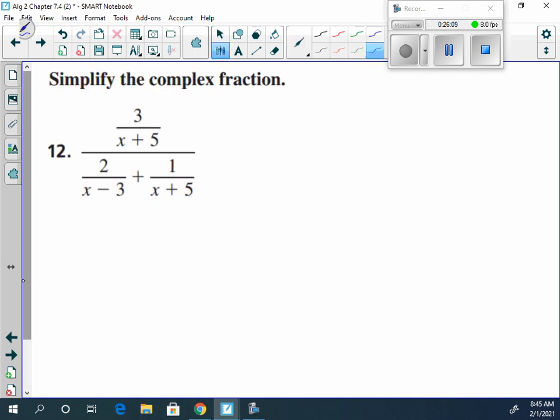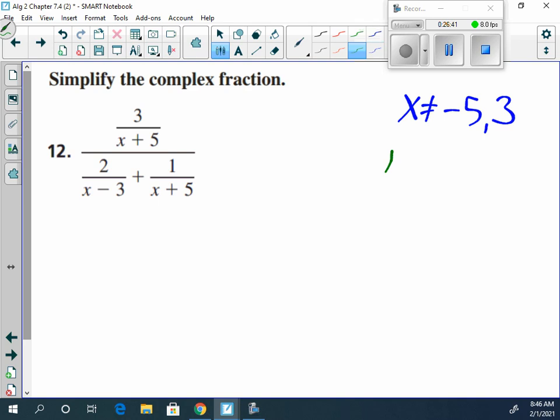Okay. So let's look at our restrictions first. What is going to make the denominators of the fractions equal 0? Yes. Because x minus 3, what value of x is going to make it 0? It is going to be positive 3. X plus 5, well, negative 5 plus 5 is 0, so that'll make one of the fractions be 0.